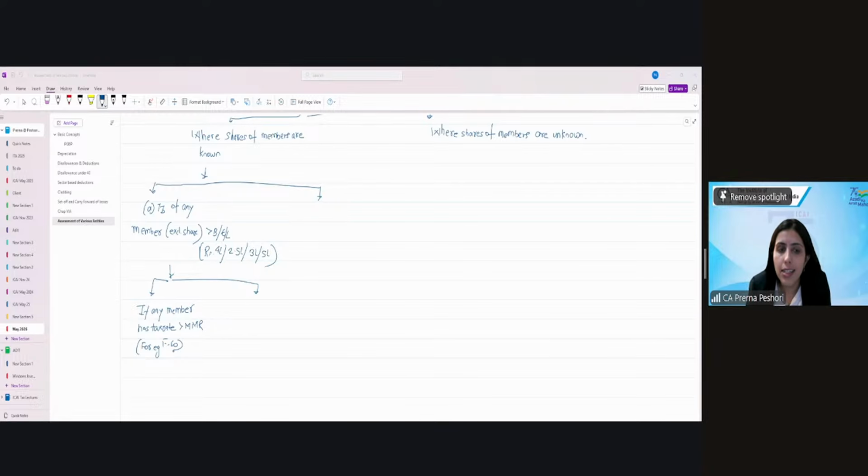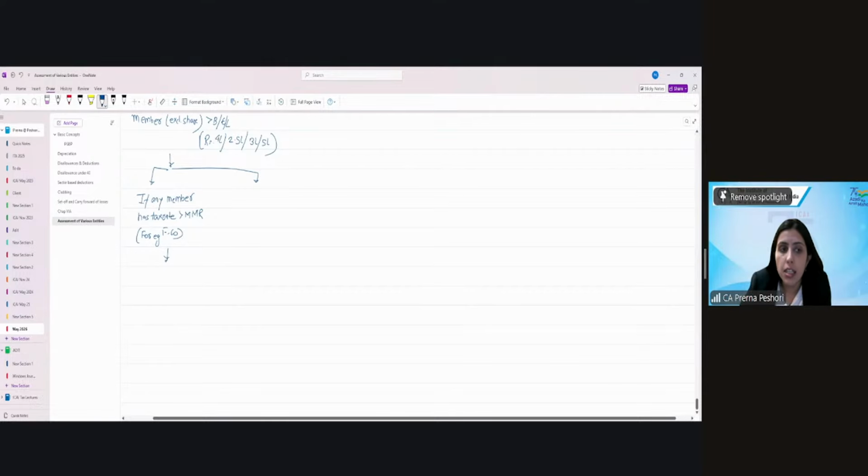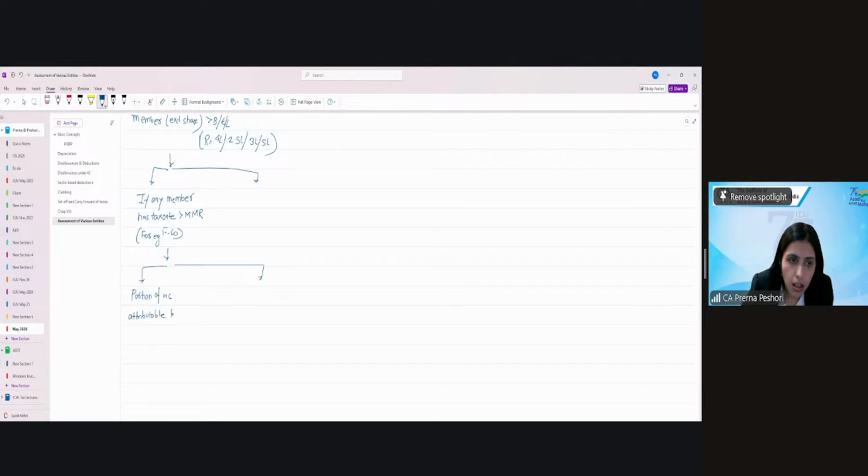Okay? Then in that particular case, how will the tax computation work? The portion of income attributable to that member whose income is taxed at a rate greater than MMR, the AOP will be taxed at a rate greater than MMR.